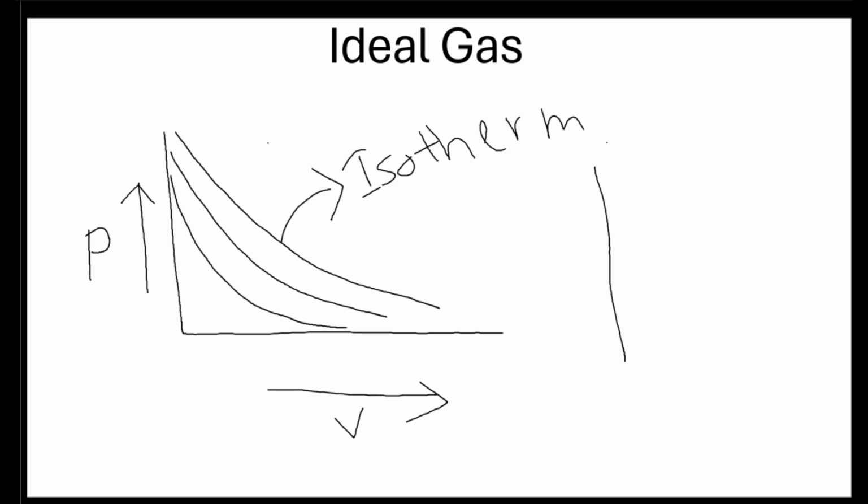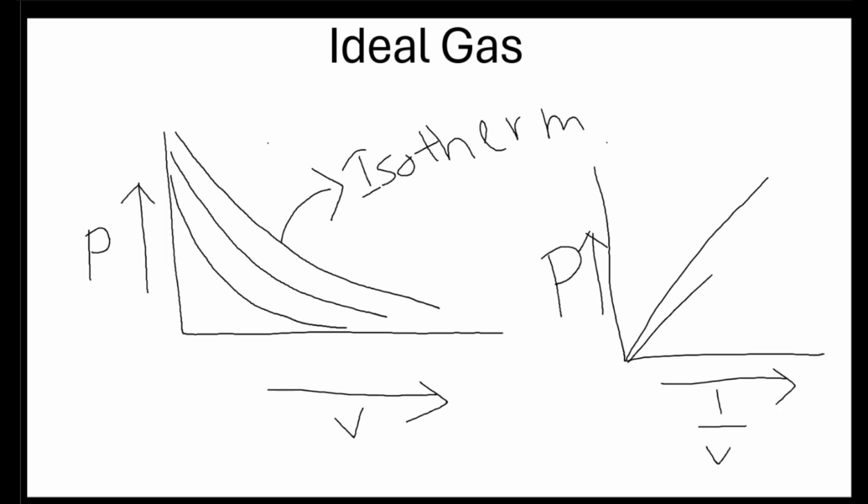We can understand this using another graph. We will draw the graph exactly like the previous one, except for the fact that here instead of volume we will write 1 over V. Then our graph will look something like this.